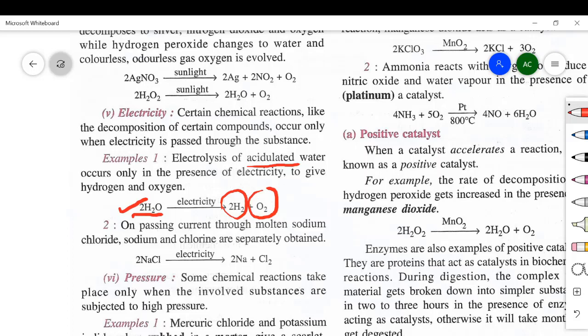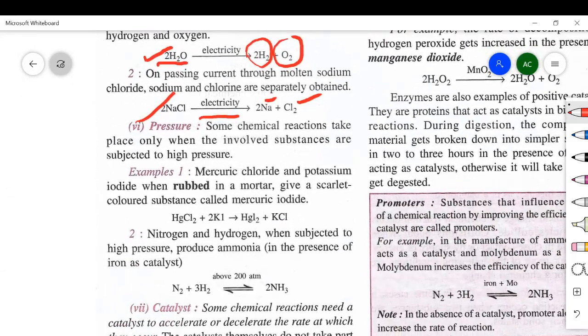Another example is NaCl, that is sodium chloride. If we want to break down sodium chloride into its constituents, sodium and chlorine, then again we will pass current through molten sodium chloride, and sodium and chlorine will be separated in the presence of electricity. So this is electrolysis. Next is pressure. When will this happen? When the reaction takes place at high pressure, it will only take place at a certain pressure. So we'll see the example.